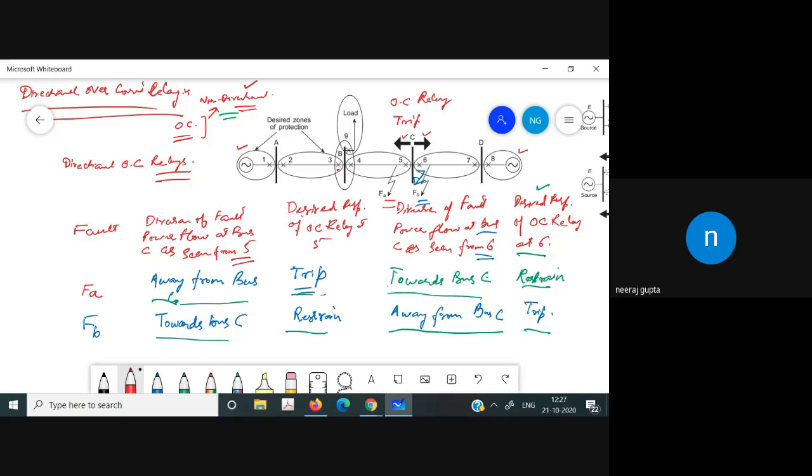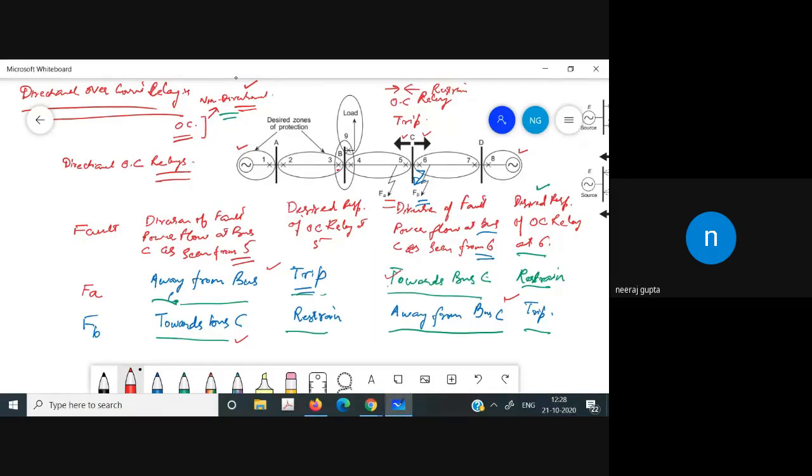Overcurrent relay will trip when the power is moving away from the bus, that is this one and this one. However, when the power is moving towards the bus, then in that very case, it will restrain. It will not trip, and it means that it sees the fault power flowing towards the bus.